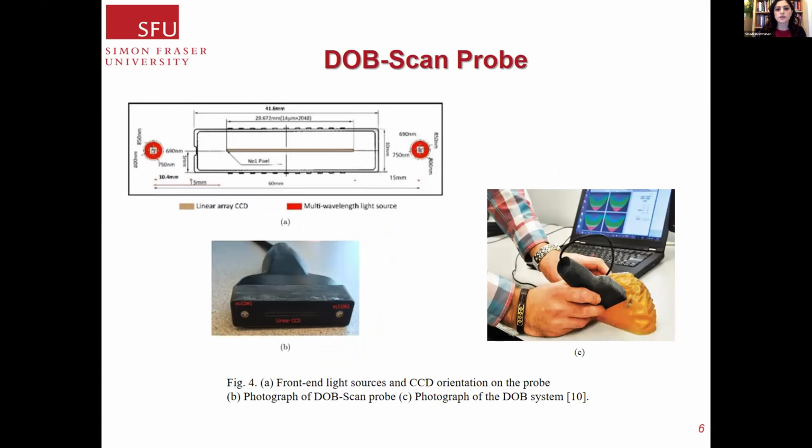This is our device, the Obscan Pro. As you can see here, it has 2 LEDs, and each LED has four light sources: one at 690 nanometer wavelength, and others at 750, 800, and 850 nanometers. It also has a detector. You can see this is the CCD array. It has 128 pixels or sensors that detect the light, and after detecting, it combines the results and transfers one signal from this probe to the computer.